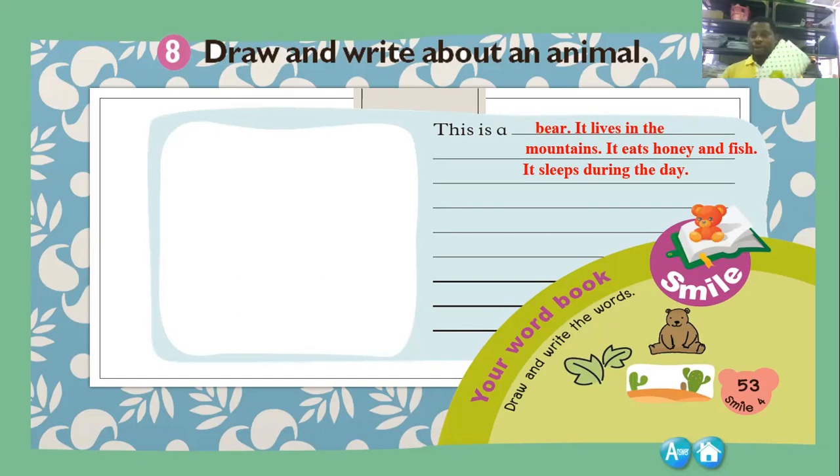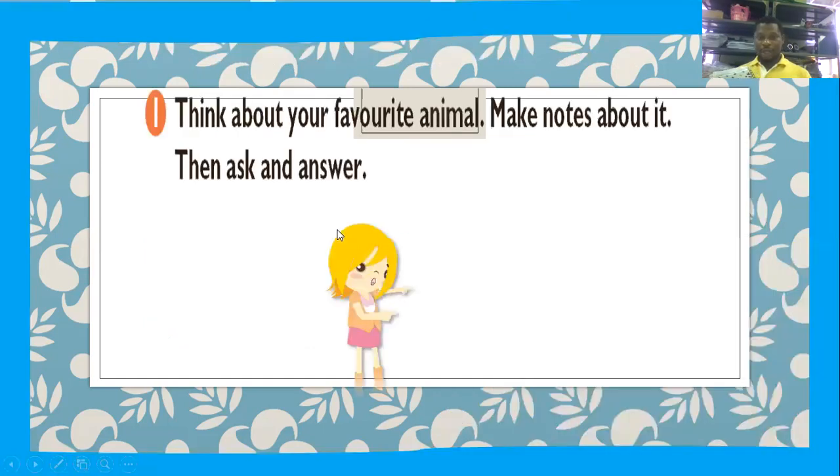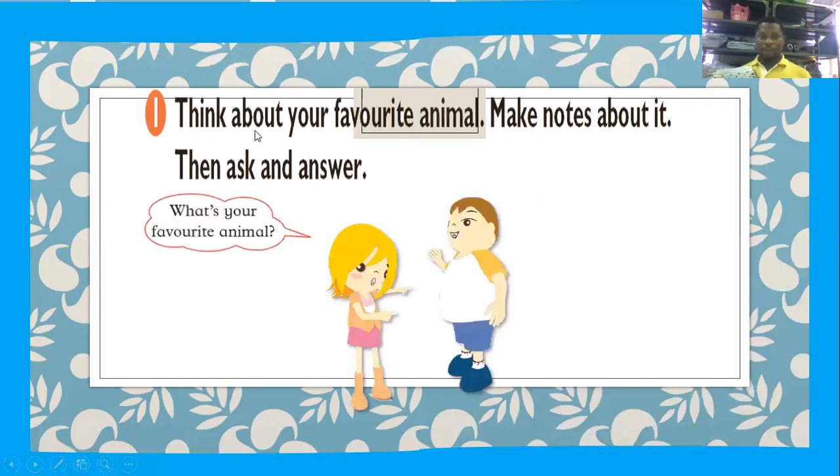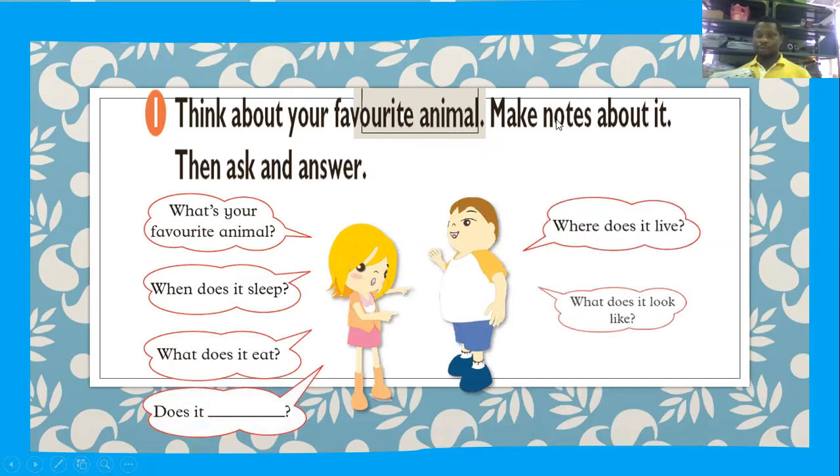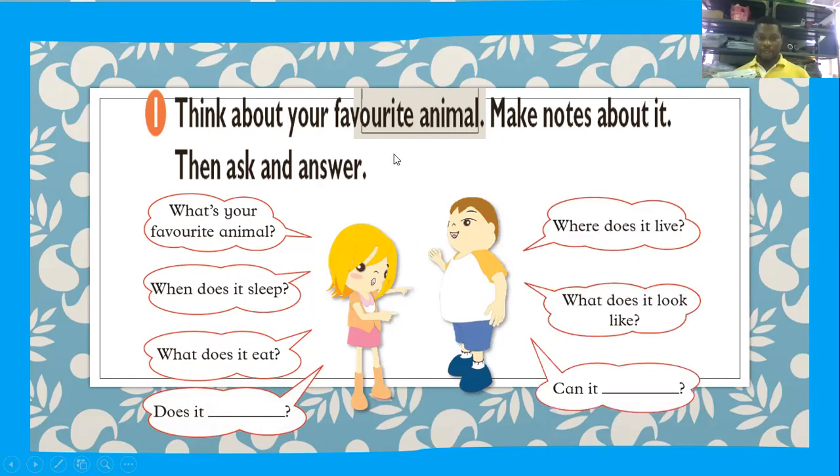So draw in your book and take a picture and send in the line group. Draw an animal of your choice and then write something about it. You can color it, make it beautiful and attractive. Is that clear? All right. So that is it. Now, think about your favorite animal, make notes about it, then ask the questions.